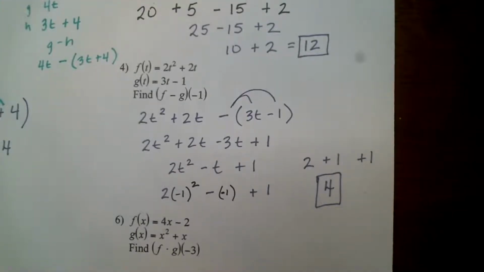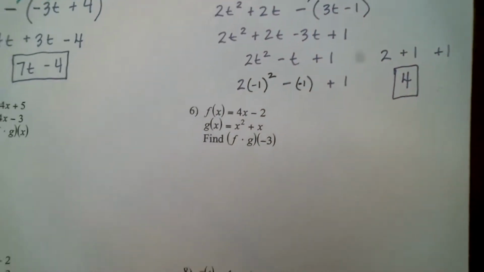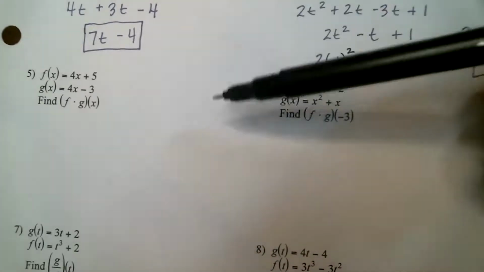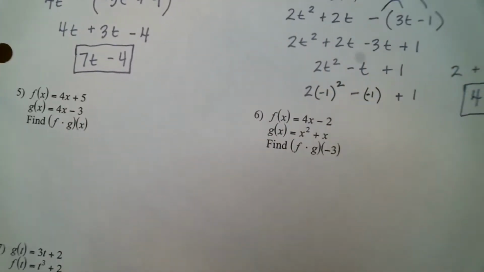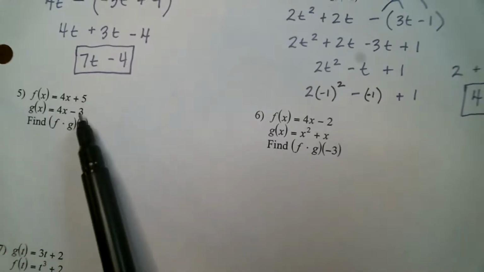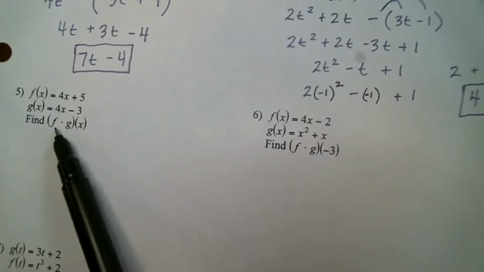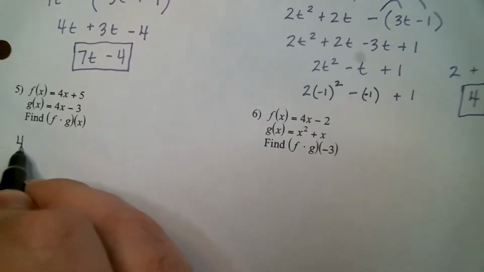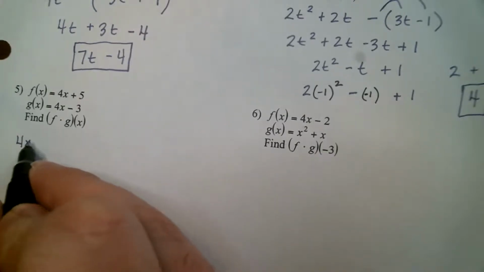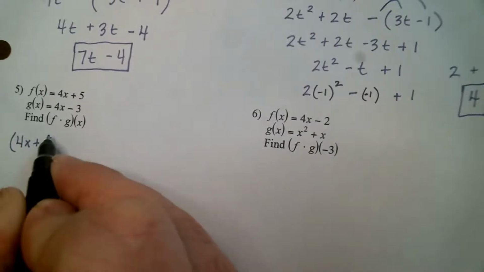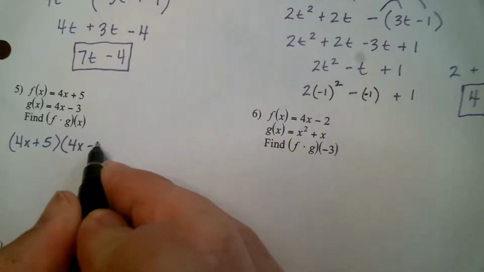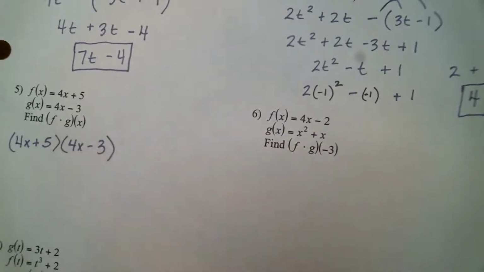Moving right along. If there's no questions, looking at number 5. So we've done addition, subtraction. Now we're at multiplication. All right. So it says this is f of x, this is g of x. Find f times g of x. So that would look like this. f of x is 4x plus 5 times g of x, 4x minus 3. And it said solve it in terms of x.